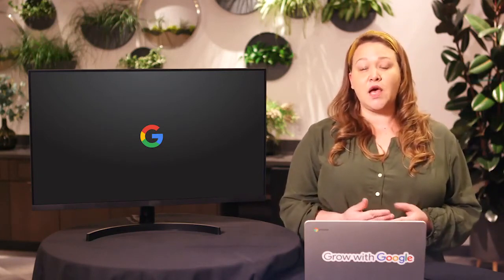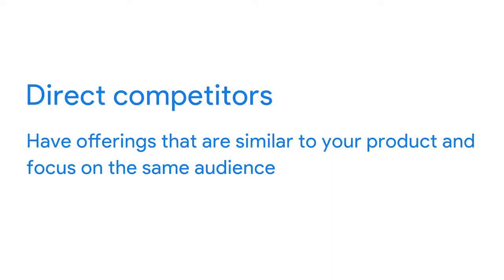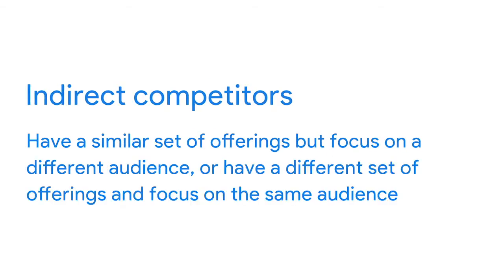To be thorough, you should include both direct and indirect competitors in your audit. Grab your magnifying glass. Direct competitors have offerings, meaning products, services, or features that are similar to your product and focus on the same audience. Essentially, you're both trying to solve the same problem. Indirect competitors are a little more nuanced. They either have a similar set of offerings but focus on a different audience than you, or they have a different set of offerings and focus on the same audience as you.